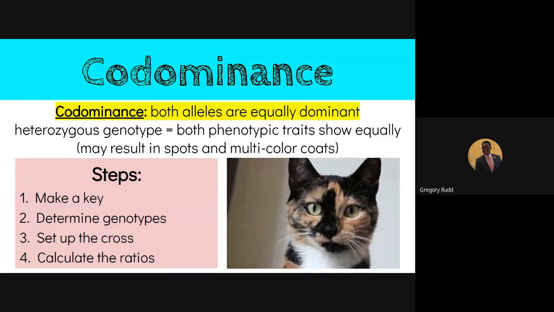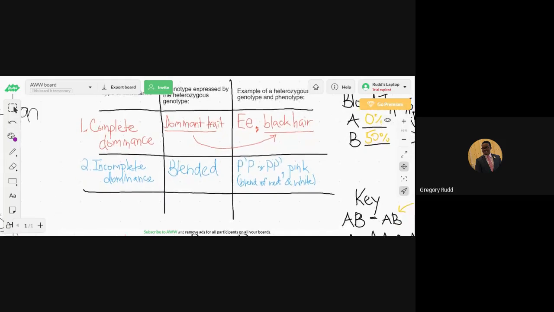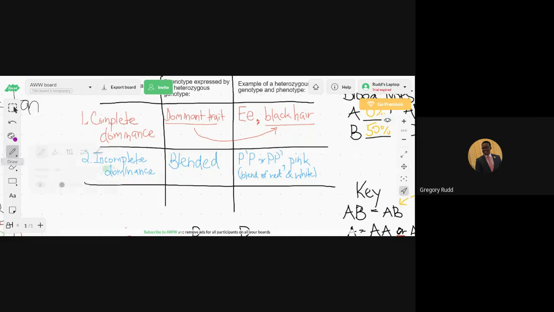So at the beginning of yesterday's lesson, I introduced this chart to you all. I asked you to write down this chart in your notes. We have on the left side of the chart, in the furthest most left column, the type of inheritance. Again, Tuesday we talked about complete dominance. Yesterday we talked about incomplete dominance. And today we're introducing a third type. And that third type is codominance.